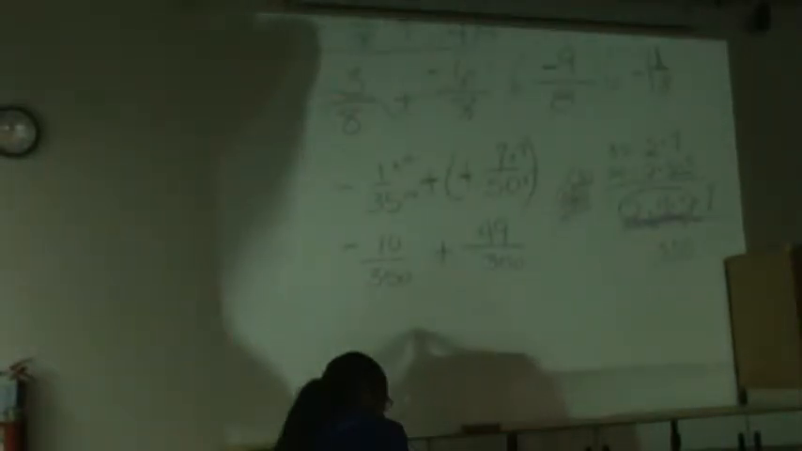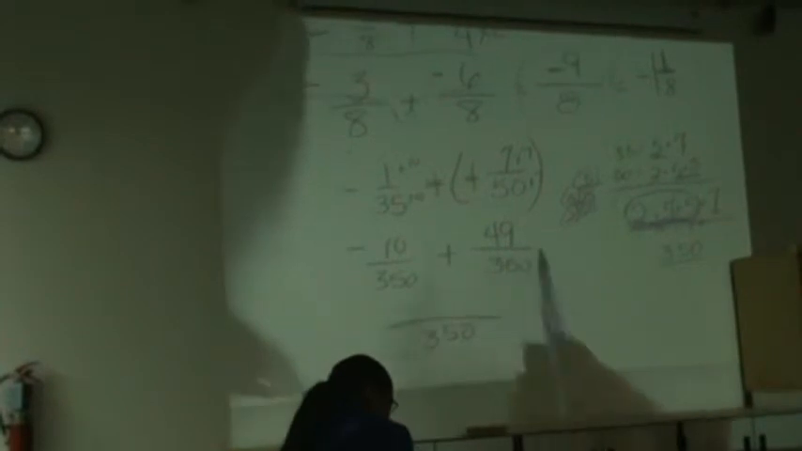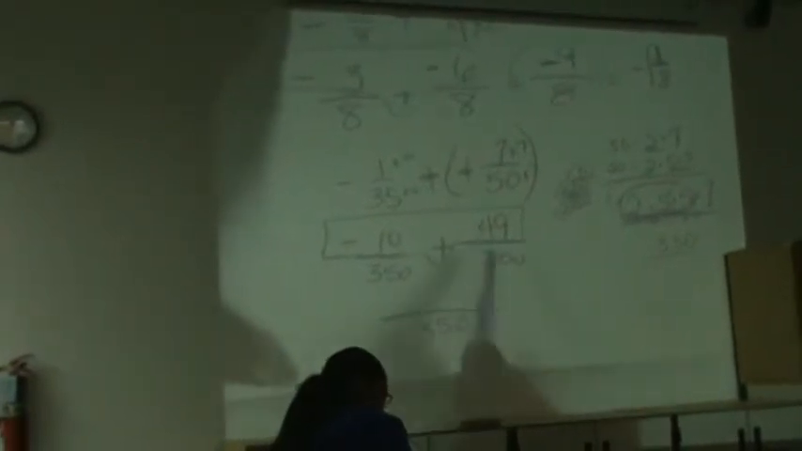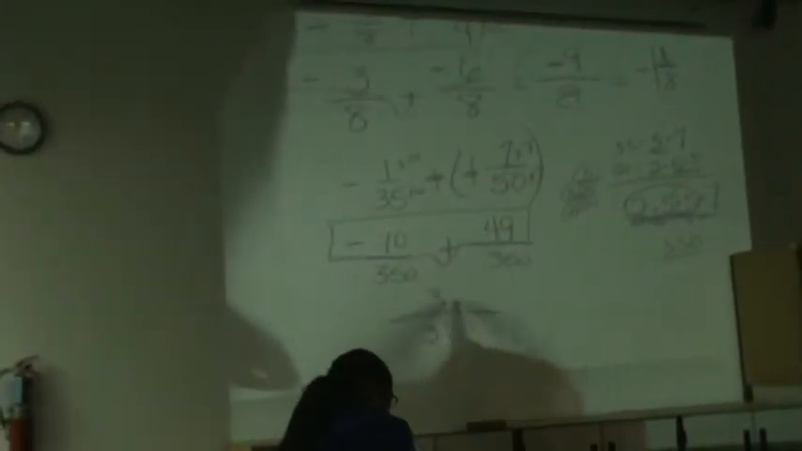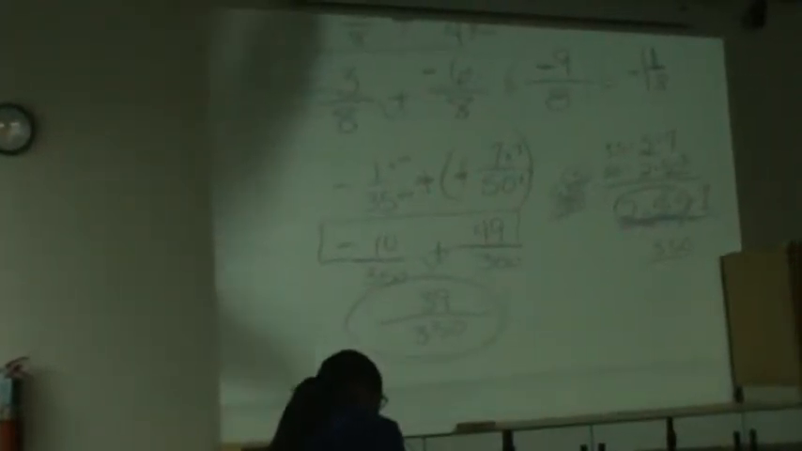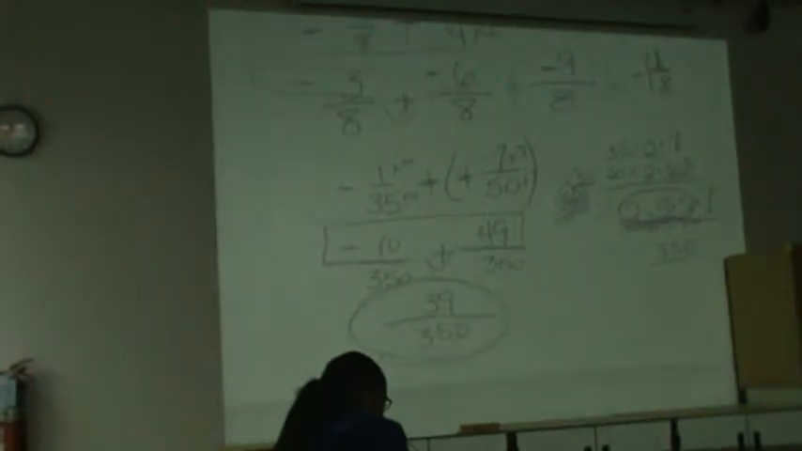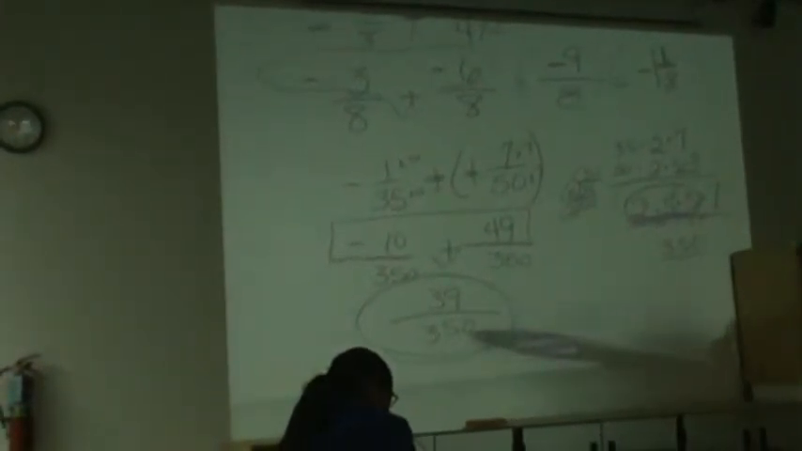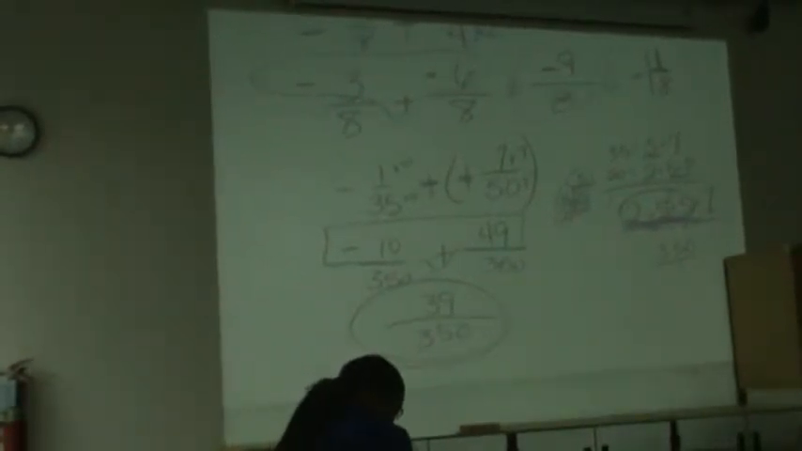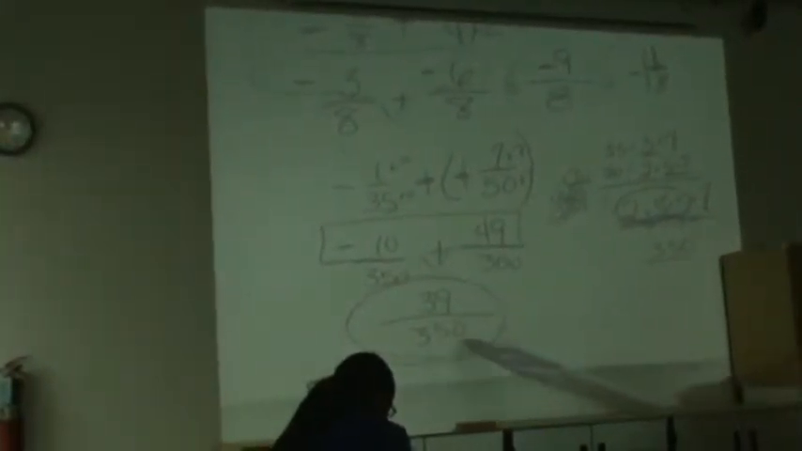So we have the common denominator of 350. The top we have a negative 10 plus 49. Positive and negative, what's your answer here? 39. You have to subtract them and keep the sign of the larger. That may reduce. I see this divides by 3, but 5, 6, 7, 8, that won't divide by 3. I don't think it will. This divides by 3 times 13. I don't think 13 will go into that either, so we're done.